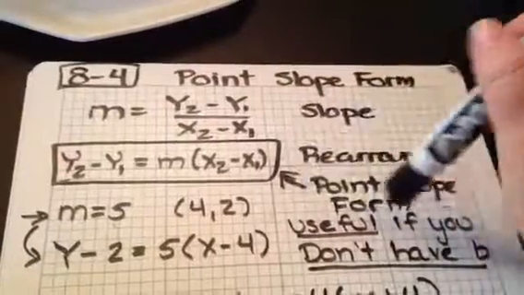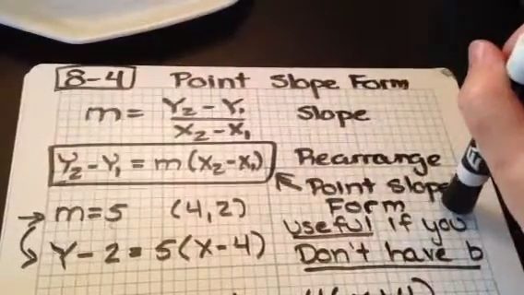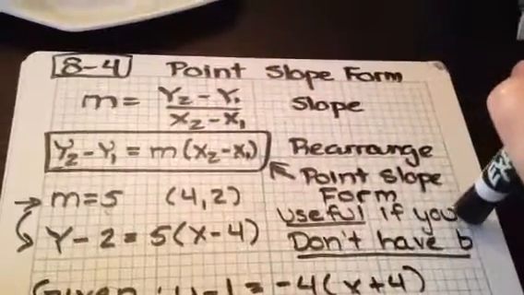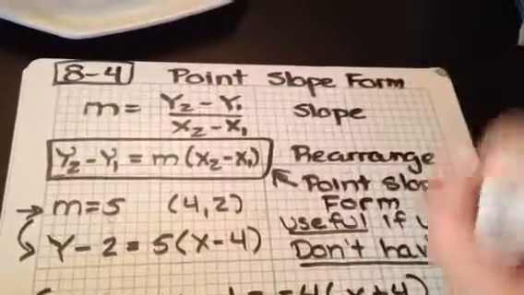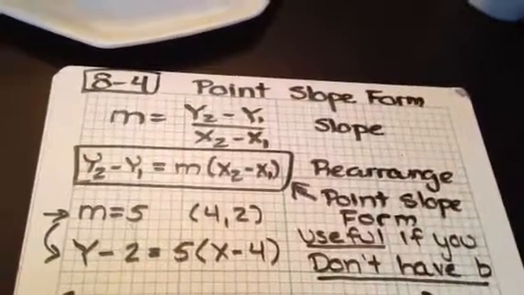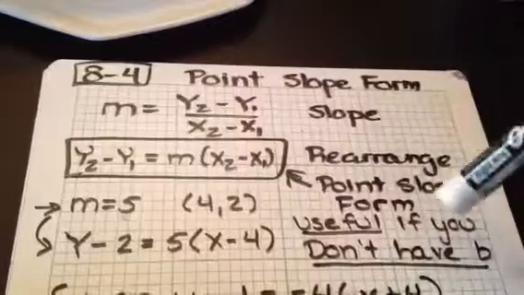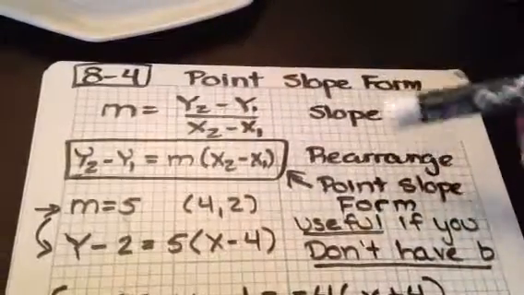Now, this form is called the point slope form, and this is very useful if you don't have b. If I don't give you the y-intercept, then you're going to need to use the point slope form.